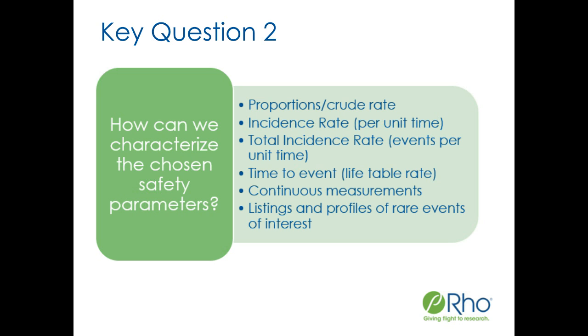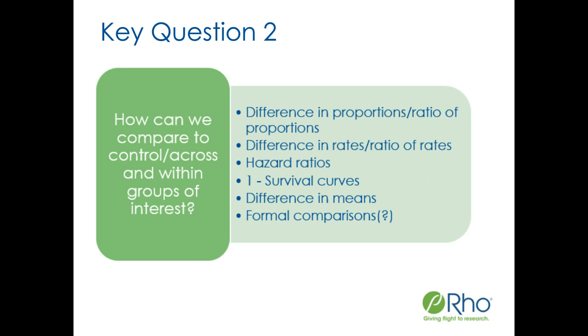Once you know how you're going to characterize the safety parameters, you can also look at how you're going to compare the two treatment groups. Again, one has many choices. Your statistician is going to be able to tell you what is best for your messaging based on what you've chosen as your characterization.